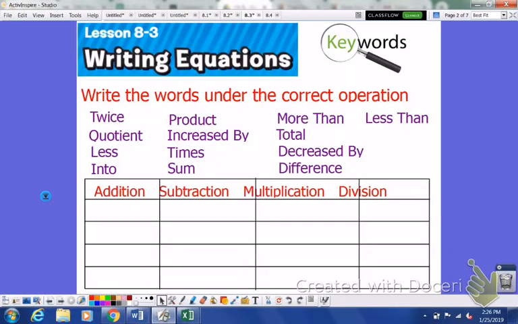Here we go with lesson 3. So far this chapter we've worked with solving some basic equations and some two-step equations. So in lesson 3 we're going to start talking about writing equations.